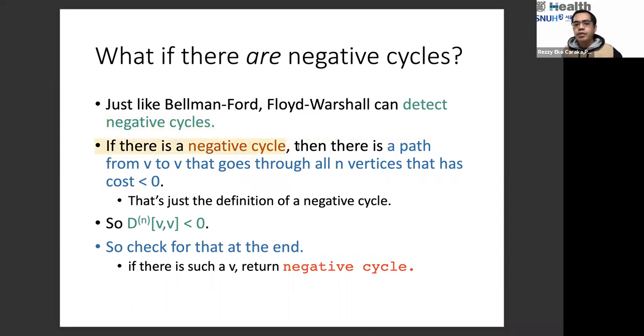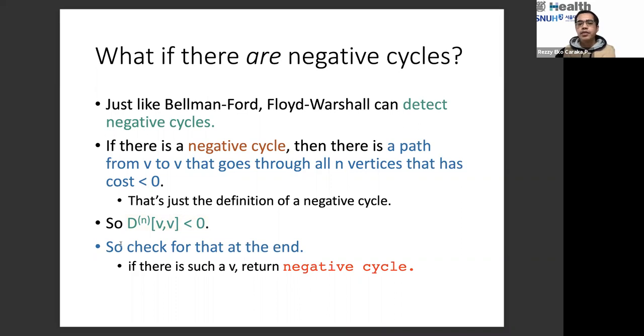If there is a negative cycle, we can use the path from v to v, so we get one value here, v to v, that goes through all the n vertices and has cost less than zero. So the threshold should be less than zero. If the cost is larger than zero, we can use this information. That's just the definition of a negative cycle. If we get a cost less than zero, it is a negative cycle. So we can use d_n(v, v) less than zero as the criteria to detect negative cycles for every edge.